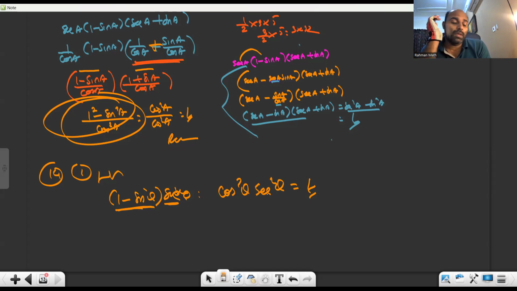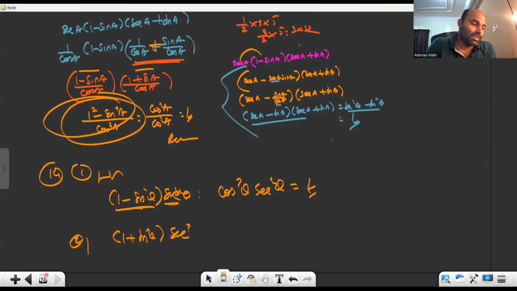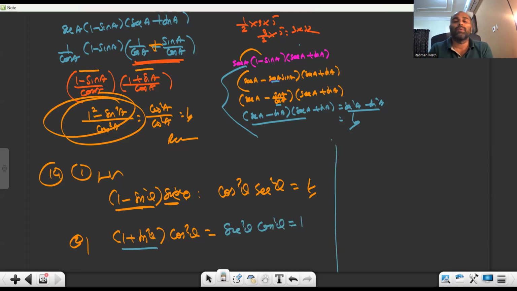And what is the second question? Same procedure, second question: 1 plus tan square theta into cos square theta. Same thing. What is 1 plus tan square? 1 plus tan square is sec square theta, into cos square theta. What is this? This is also 1. Rule. Now third one.